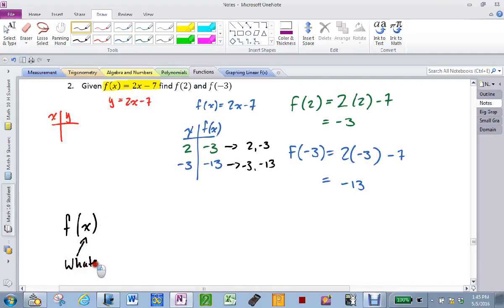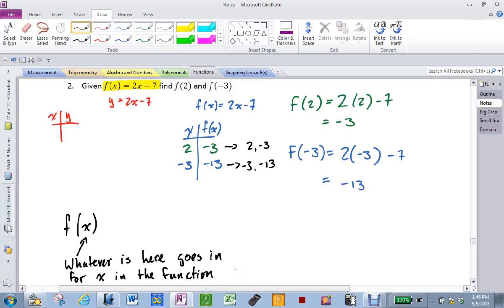Whatever is here goes in for x in the function. Everybody read that out loud right now. Whatever is here goes in for x in the function.